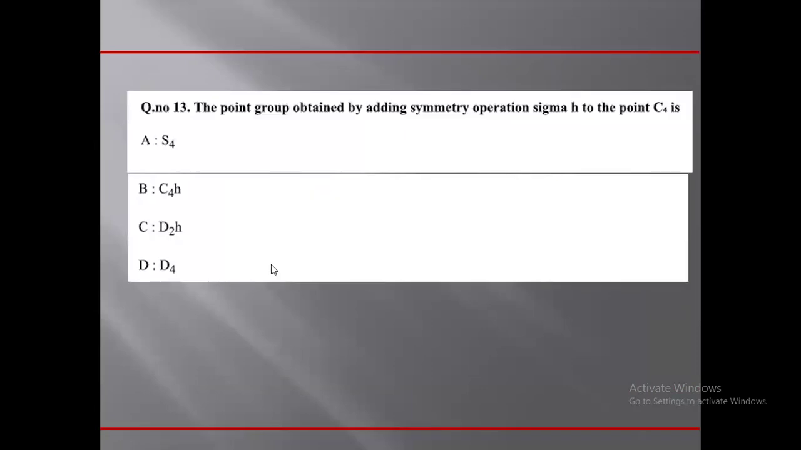Question number 13. The point group obtained by adding the symmetry operation sigma h to the point group C4 is. Again you have to write the point group. A is S4, B is C4h, C is D2h, and D is D4. So here the option is D. I discussed this just now in the previous question number 7. Again you have to write the symmetry operations, and on the basis of the symmetry operations we can write the point group.